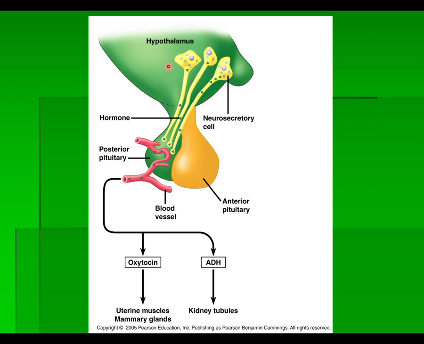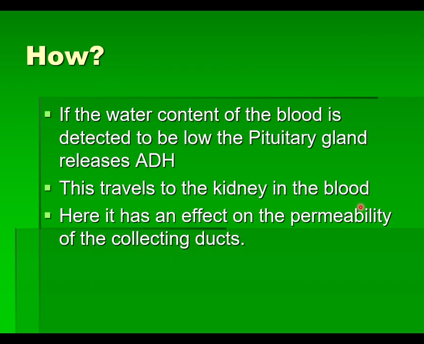They produce secretory hormones, which then pass down to this one, which causes these to secrete other hormones. Okay, but we'll worry about that a bit later on. Right, so ADH. Basically, what happens if the water content of your blood is detected to be low?